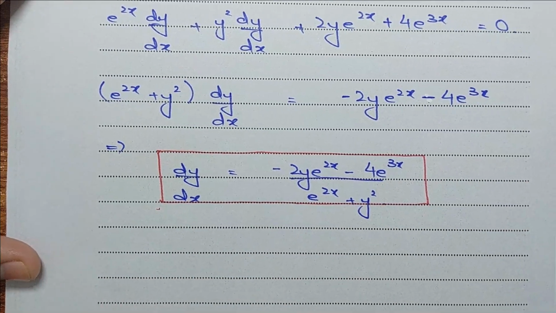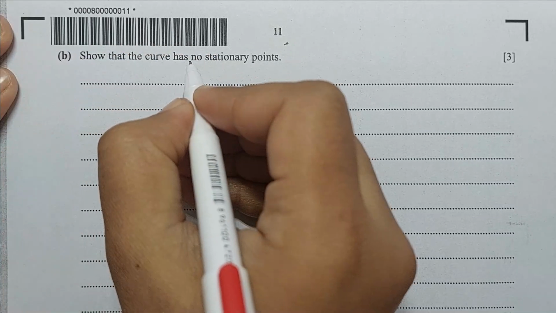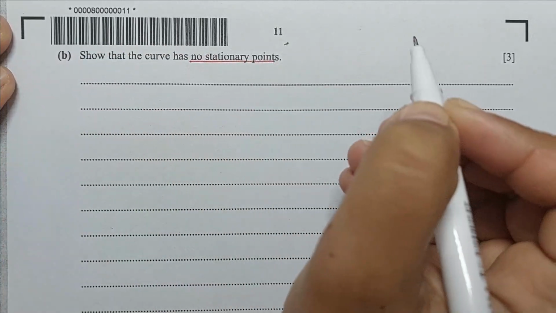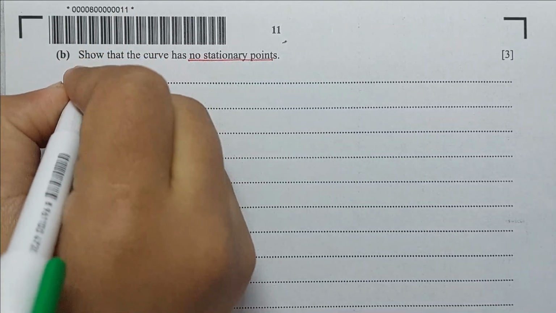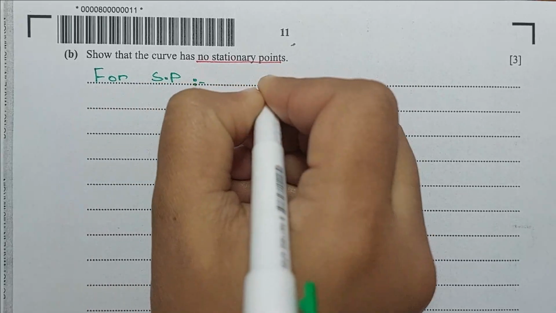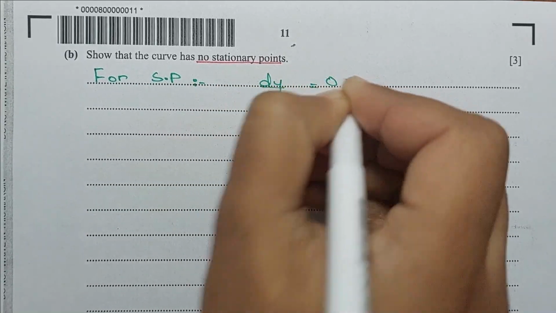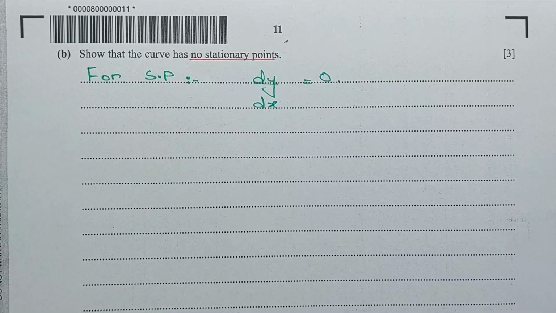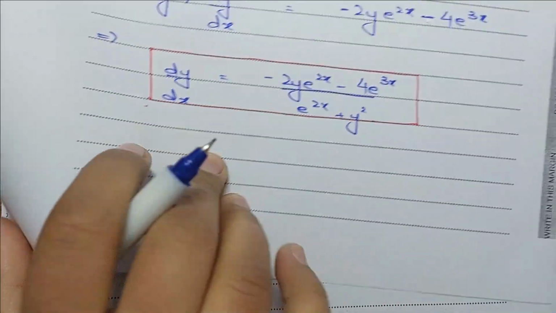Now that is the expression. Now for part B, show that the curve has no stationary points. Okay, we need to show that, right? So for stationary points, we need to put the derivative dy over dx equal to 0. And we have done dy by dx in part A. This is your first derivative. Put this equal to 0.